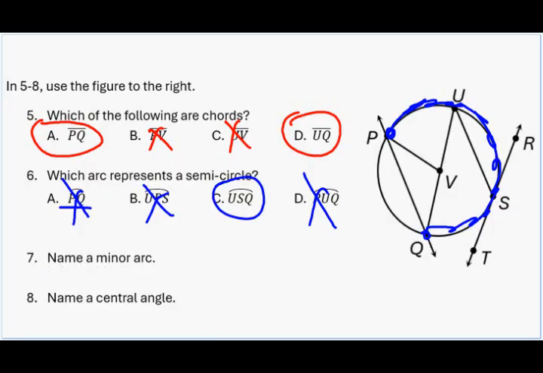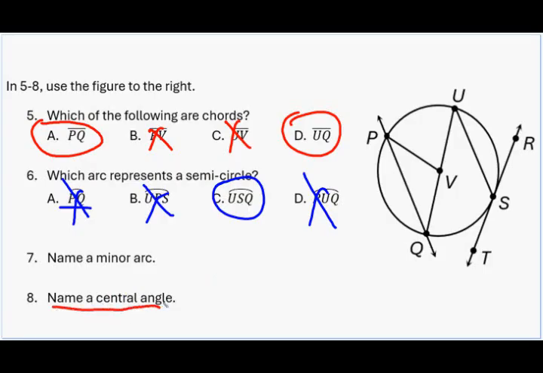7, name a minor arc. There's going to be multiple answers. Let's just go through a few of them. P to U would be a minor arc. U to S would be a minor arc. S to Q would also be minor. And P to Q would also be a minor arc. So any of those are fine.